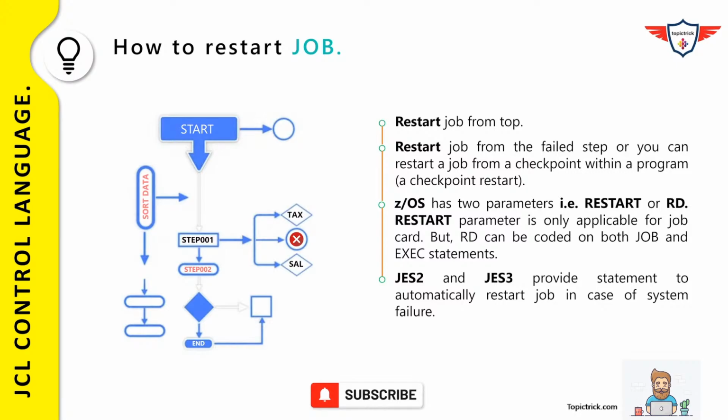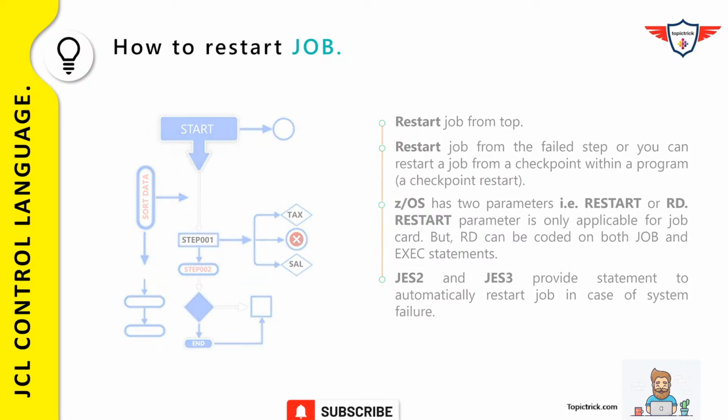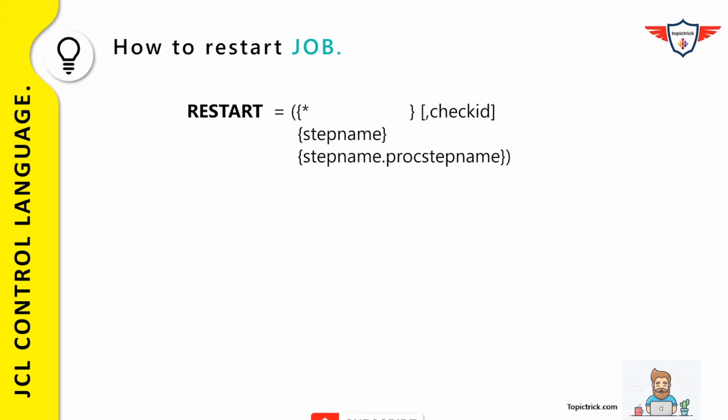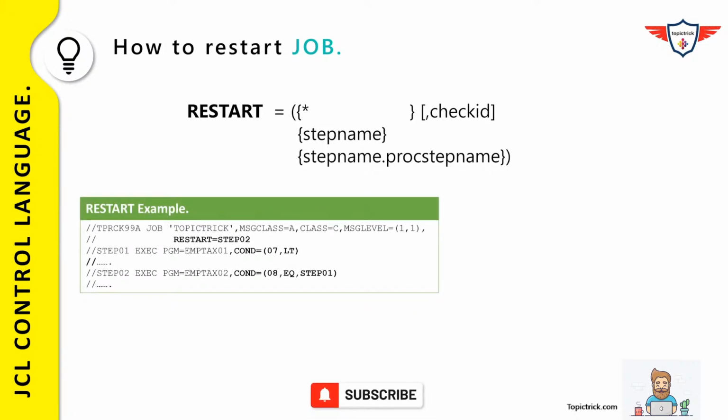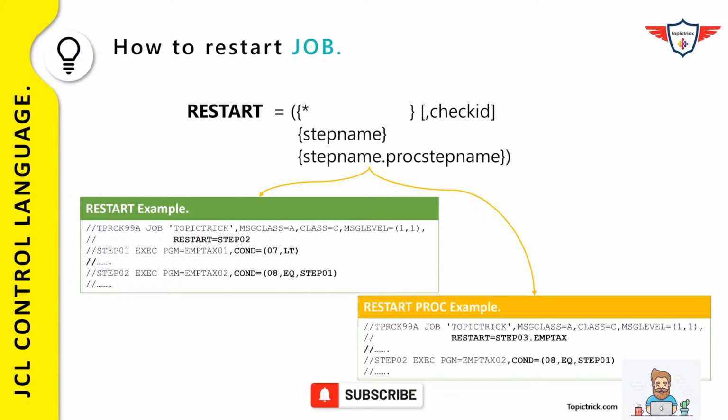So now let's focus on the syntax of the RESTART parameter. The syntax of the RESTART parameter is pretty simple and easy to understand. You have to use the RESTART keyword followed by an equal sign, and after that you have to specify subparameters as per your requirement. So the first possible value is an asterisk, and it is used to specify that the system is to restart the job from the first job step.